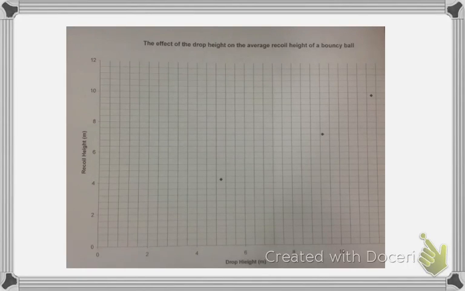Alright, last step is to graph it, and there's some tricks. In order to graph it correctly, we always want to graph our independent variable, so in this case my drop height, on the x-axis, and you want to graph the dependent variable. In this case, my dependent variable was the recoil height. You want to draw that up on the y-axis.